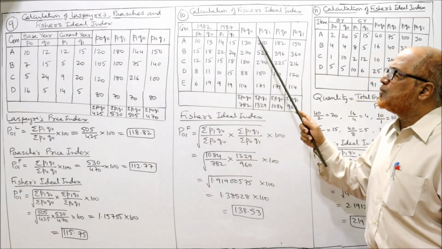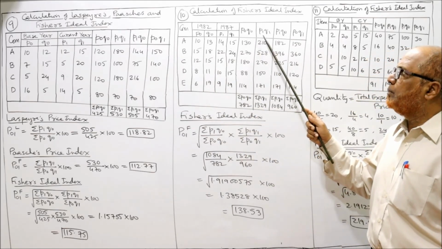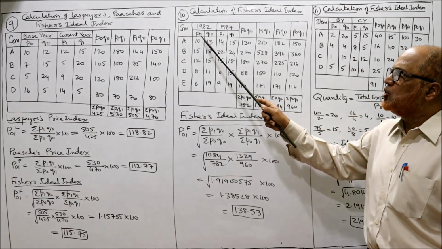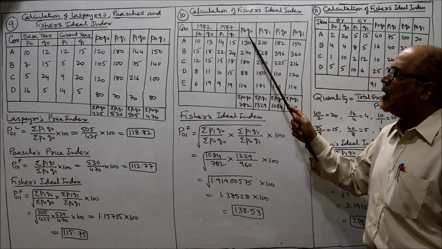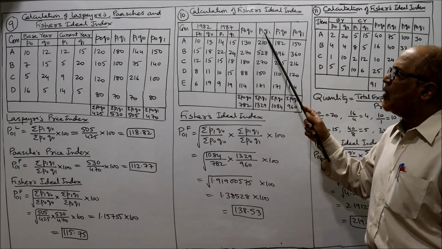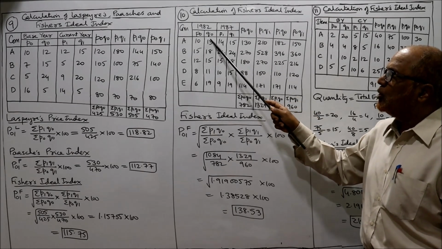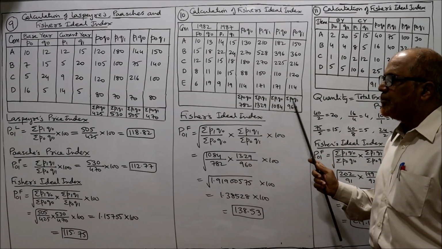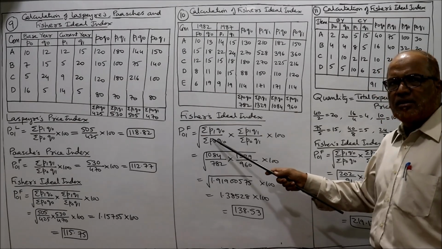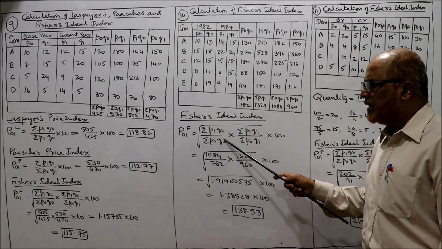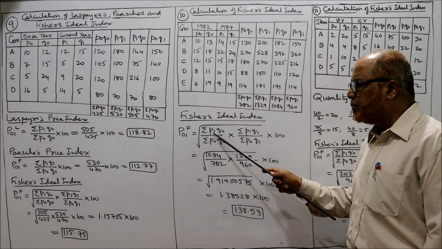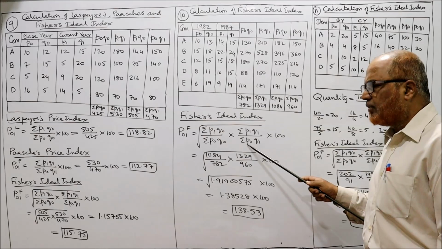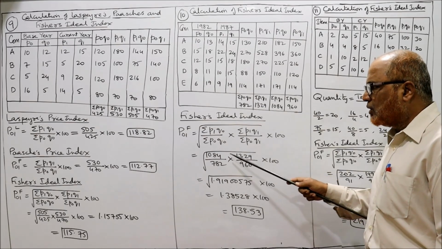Exactly similar to the previous problem, we have to open PO, QO, P1, Q1, P1QO, POQ1. Just now I told you, first you multiply PO into QO, एक कॉलम हो गया, P1 into Q1 second column, then P1QO third column, POQ1 last column. Take the total. Fisher's ideal index, same formula last year और Pastures दोनों को multiply करेंगे। Last year formula summation P1QO by summation POQO into summation P1Q1 by POQ1. Now substitute the values.